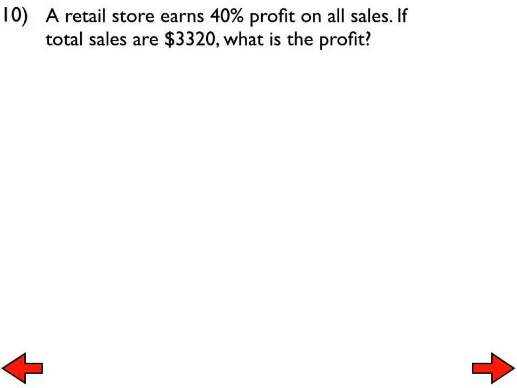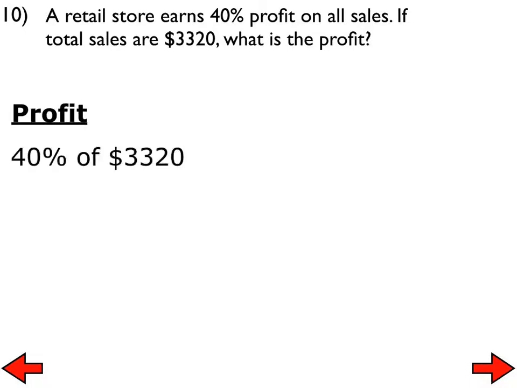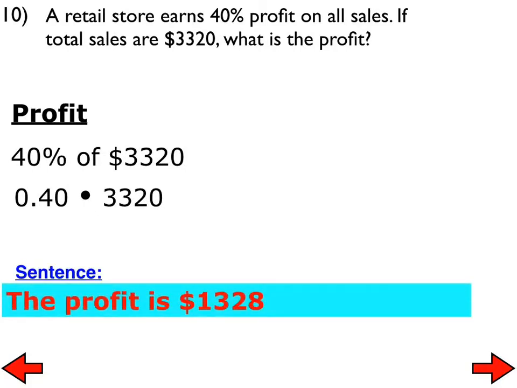Number 10, a retail store earns 40% profit on all sales. If the total sales were $3,320, what is the profit? We are finding the profit one more time. And so in this problem, the profit is $1,328.